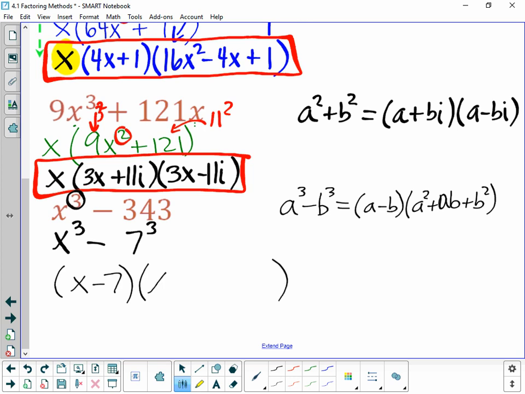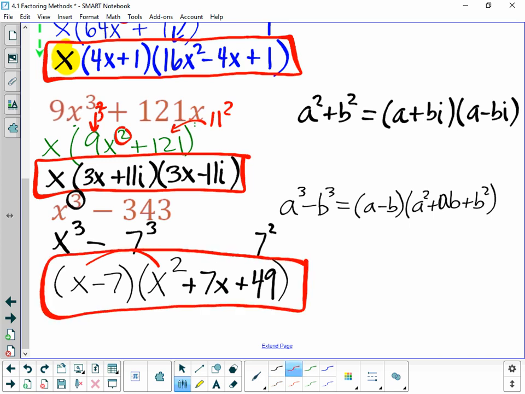The second one, it's got to have an x squared, because together we need an x to the third power. The pattern tells me now I have an a times a b, that's a 7x. And then the last term is going to be b squared, which is 7 squared, for a 49. So here's our complete factorization.